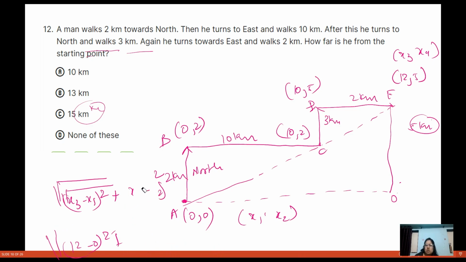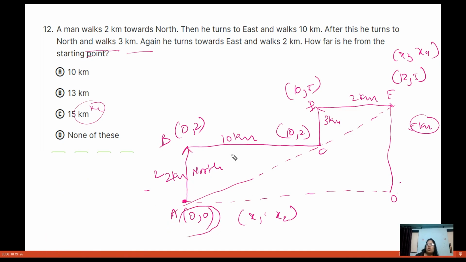Either you take the coordinate method. So we are putting our starting point here, so we are getting 0, 0 here. Then we are moving forward in the north direction, so only on the y-axis we are moving. So this coordinate is 0 comma 2 for me. Now I am not moving in the y direction, I am only moving in this direction. So I got this 10 comma 2. Now I'm only moving in the y direction, so this point is 10 comma 5 for me. I'm only moving in this direction, so this point becomes 12 comma 5.